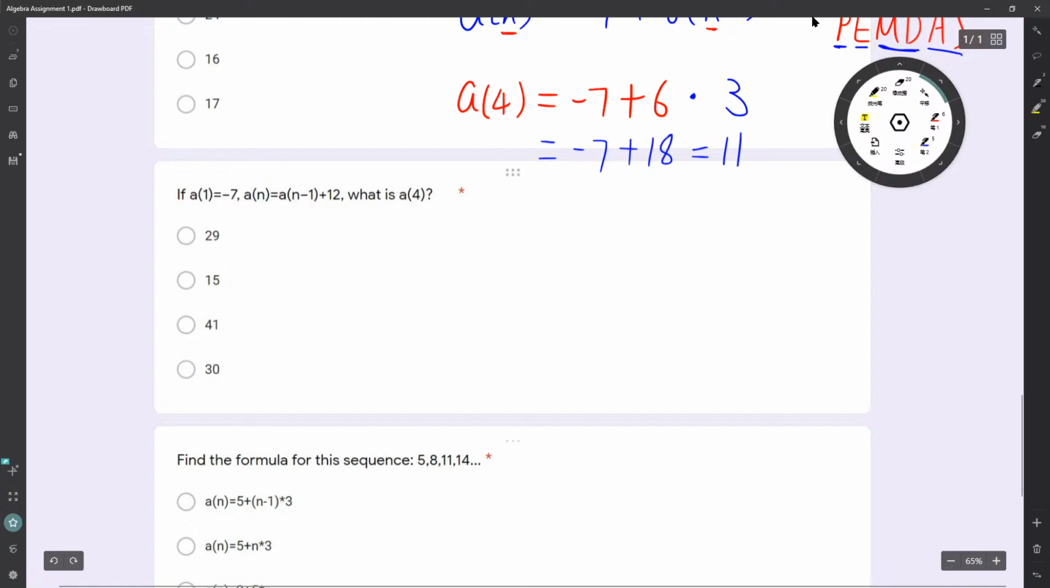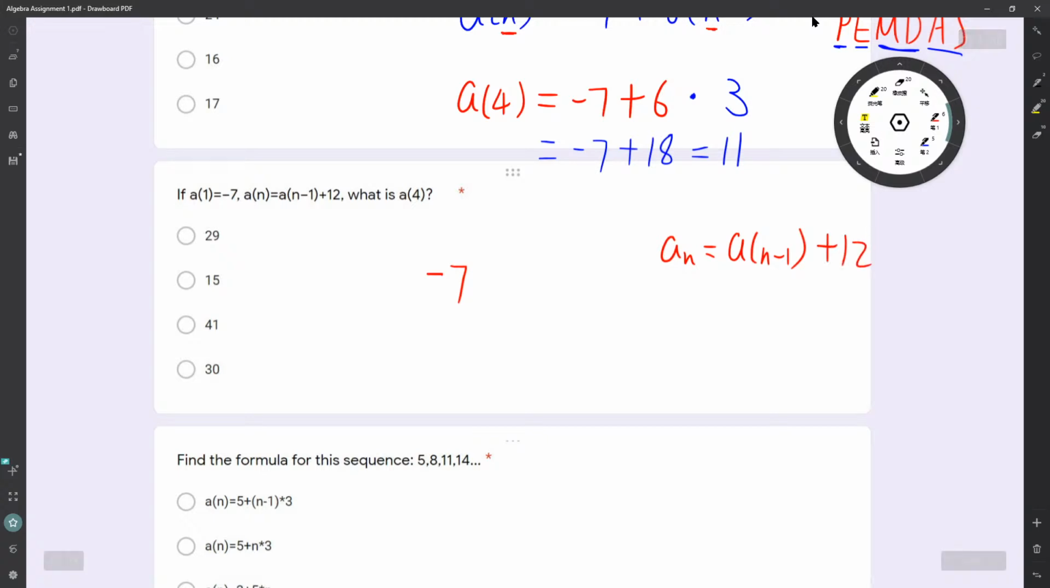If A1 is -7, that means the first term is -7. AN, okay, we have a formula again. AN equals AN subtract 1 plus 12. What does that mean? Okay, let's start with the question. We are looking for A4. If we need A4, we use 4 to replace n. So we should replace n with 4 every time there's an n.